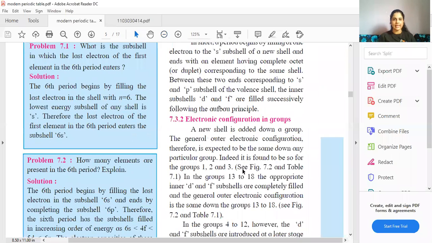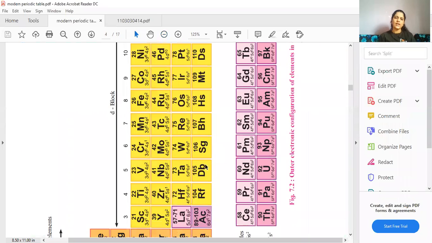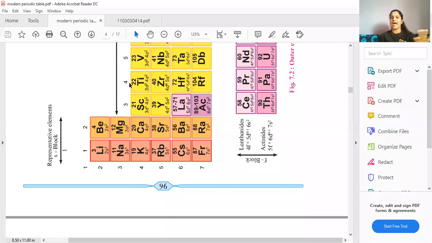Yeah, I wish there was a diagram separately. Okay, students, just try to analyze from here.